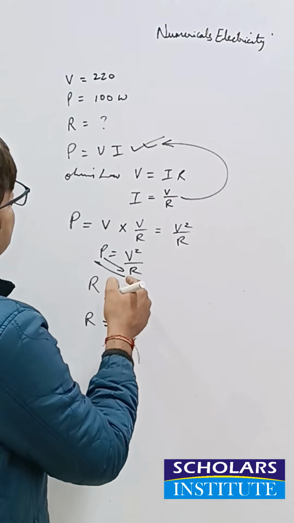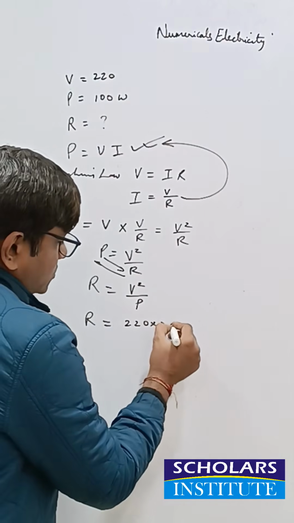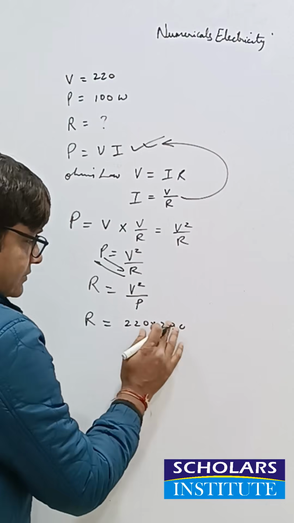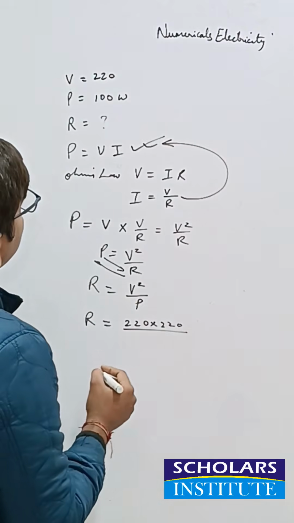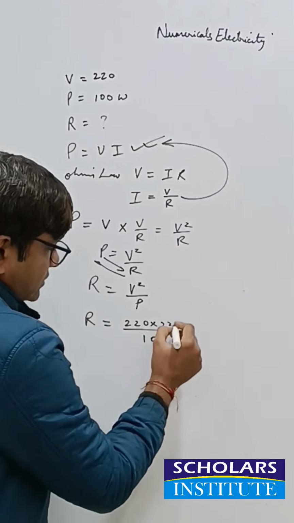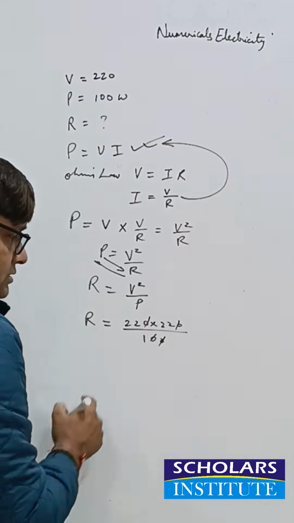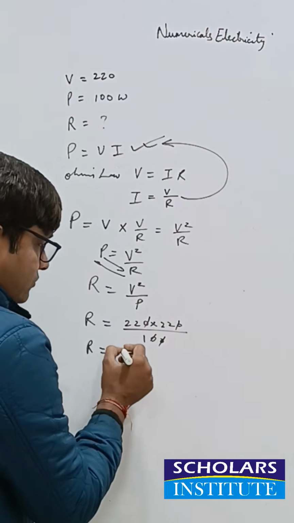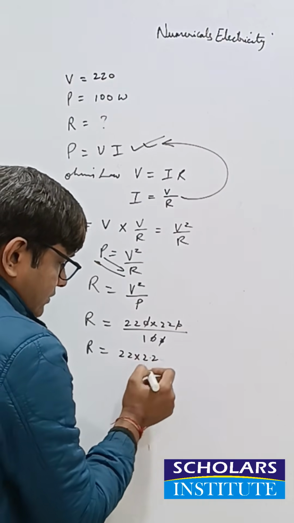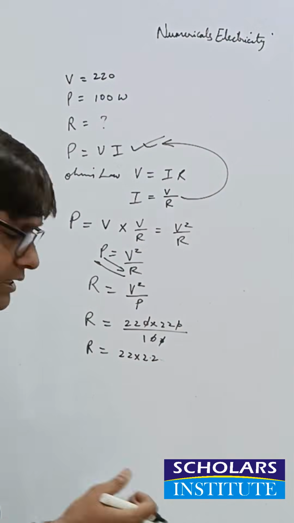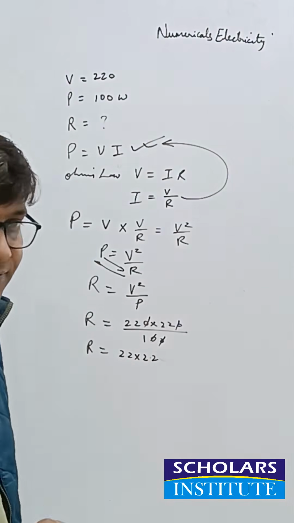So R will be 220 into 220, because V square is there, upon power is 100. So this is gone, this is gone, this is gone. 0 0 कट देंगे, तो R will be equal to 22 into 22. अब इसको इतना ही छोड़ देते हैं. We can solve it also, but let us leave it here.